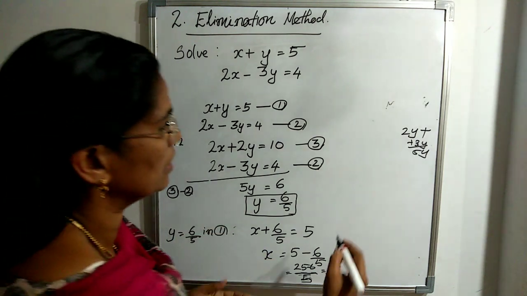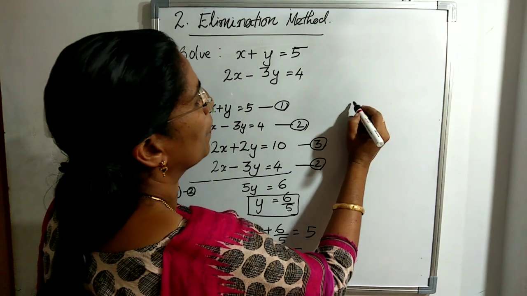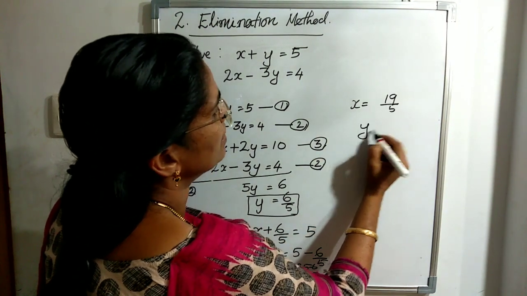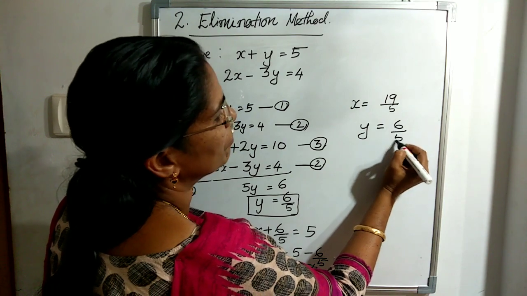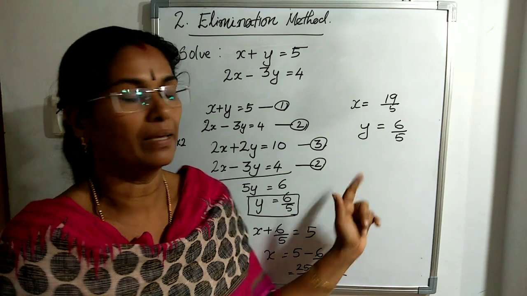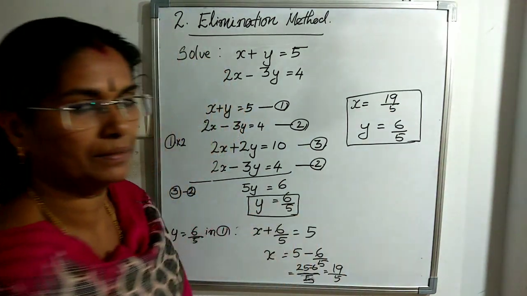So now we got the value of x as 19 by 5 and y is equal to 6 by 5. We eliminated a variable and solved, and we got the values of x and y. So this method is called the elimination method.